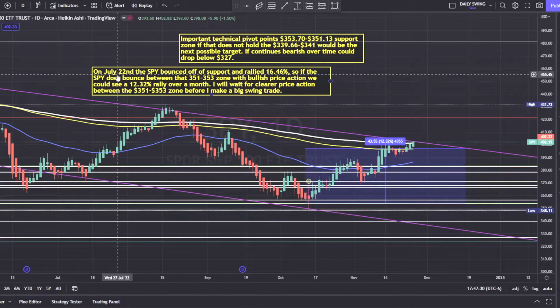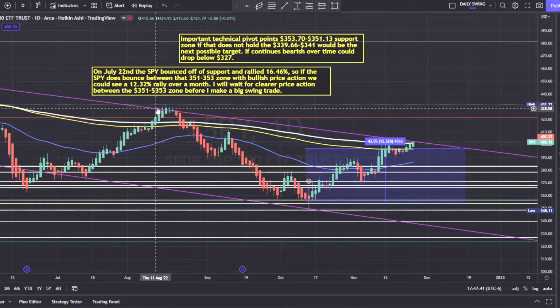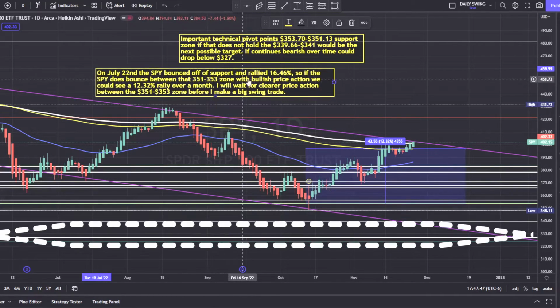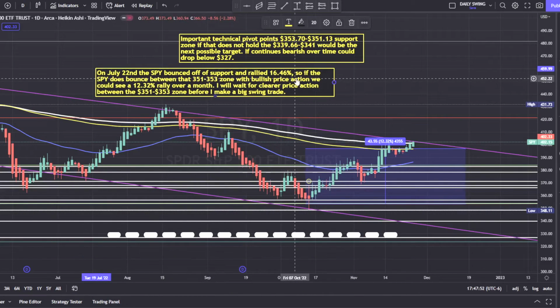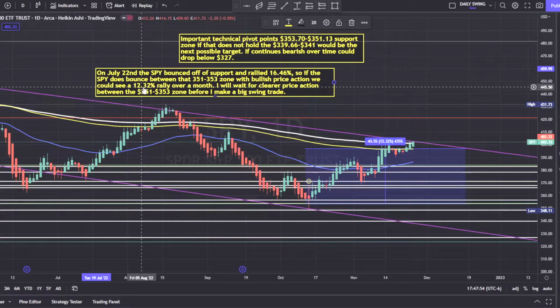Then I said my bullish thesis, on July 22nd, the SPY bounced off of support. July 22nd is over here. It bounced off of this area of support and rallied 16%. So I said if it bounces off this area here, this 351, 353 zone with bullish price action, that's the important part, bullish price action, and I'll show that, we could see a 12.32% rally over the next month.